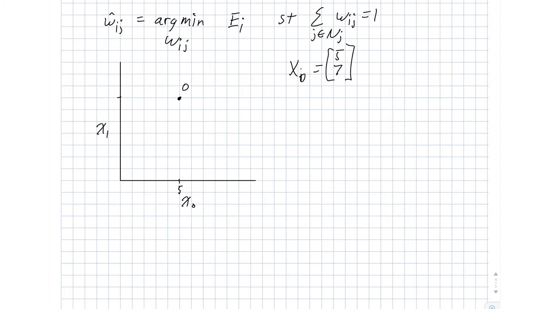And now let's draw in a neighborhood. Point 1, let's put it at 4, 8, which is right here. So X1 is at 4, 8. X2, I'm going to put it at 6, 5, which is right here.